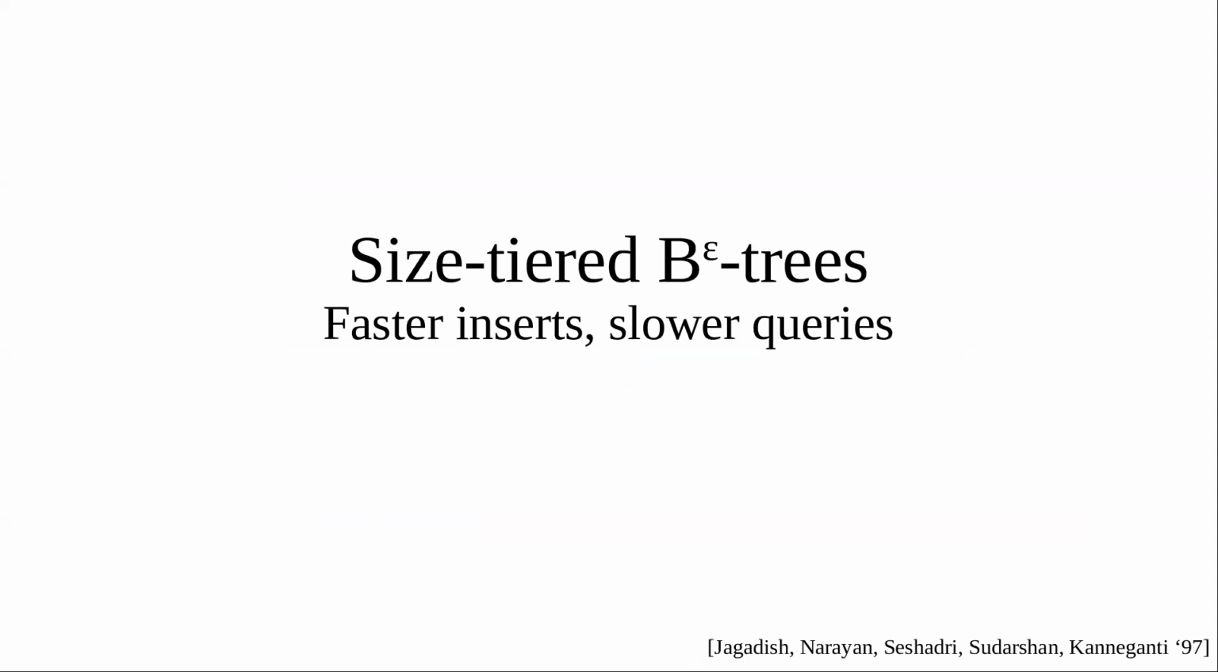Now we're going to get to the map B to the epsilon tree in two steps. First, I'll show you the size-tiered B to the epsilon tree. That's going to have faster insertions, but slower queries. And then we'll do the map B to the epsilon tree where we fix the query. This idea of size tiering goes back to a 1997 paper, where it was called step merging in LSM trees. I just want to cite them because I think they've kind of been forgotten.